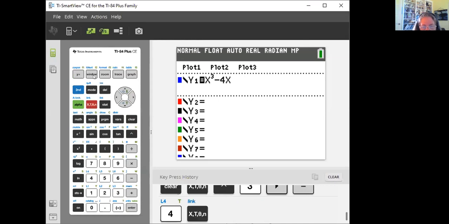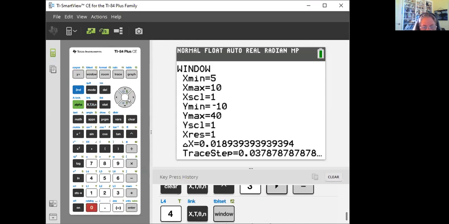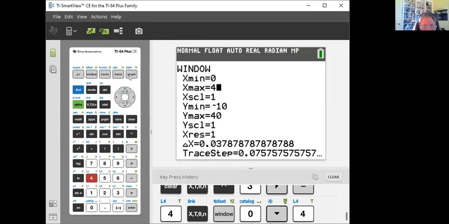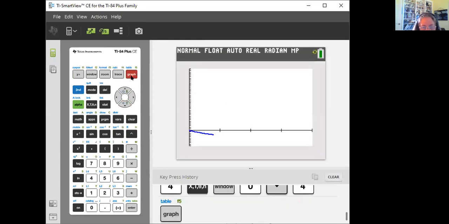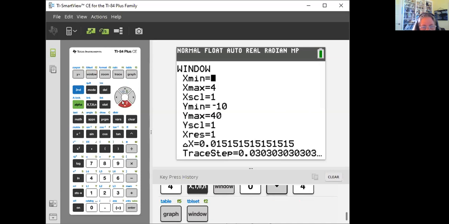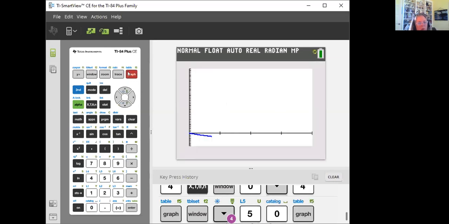So I'm going to change my x to start at 0 and go to 4. I'm only looking at that interval. All right, I'm going to graph it. And maybe I'll make the y a little bigger because we can't quite see the end of it. Let's go all the way up to 50. All right, so now I can see the whole curve.